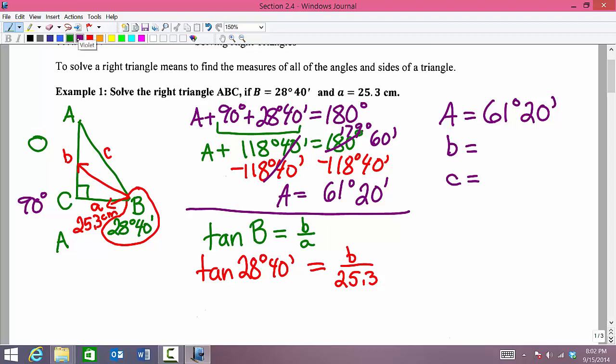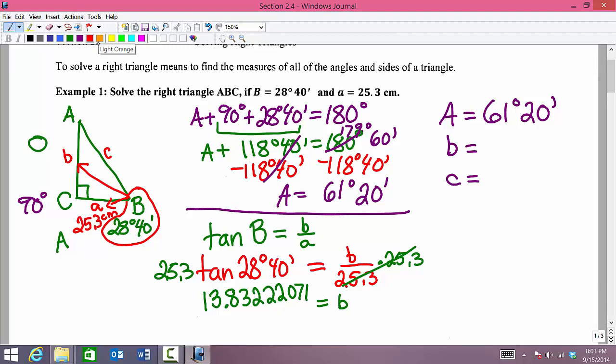So we have a trig equation with only one unknown. Now we can solve for that one unknown, side B. So we're going to get B by itself. I'm going to multiply both sides by 25.3. That way it cancels out here, and I'm left with B is equal to, and we're going to type this into our calculator, 25.3 times tangent of 28 plus 40 divided by 60, just like we talked about in section 2.3. And I get 13.832222071.